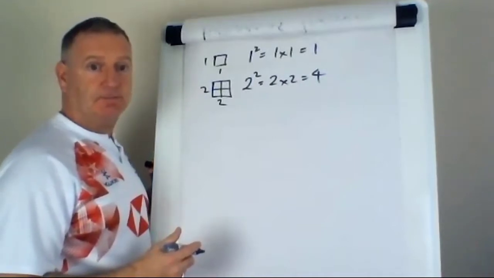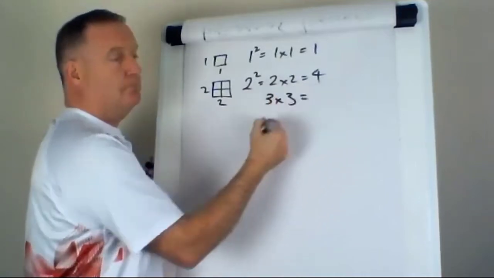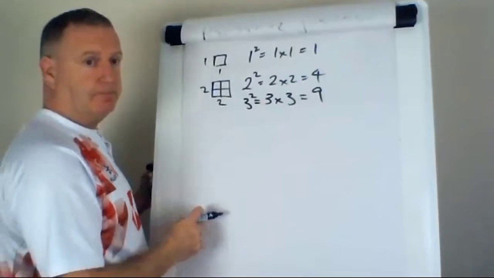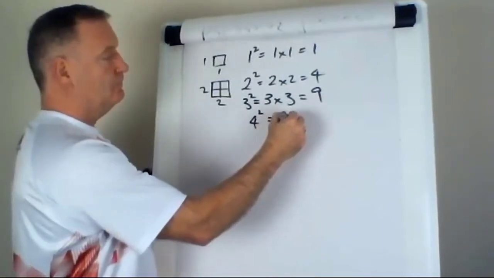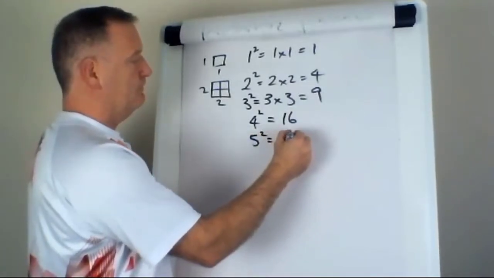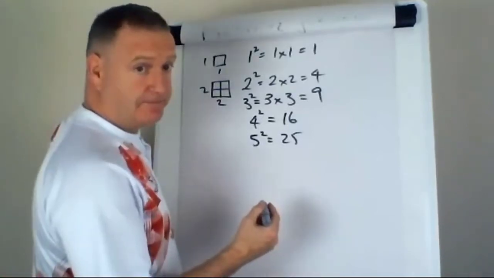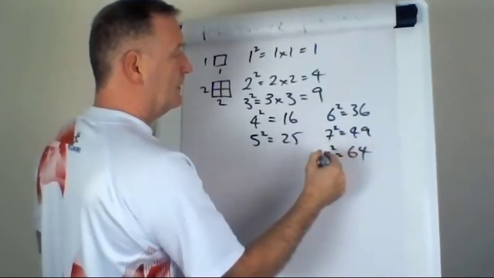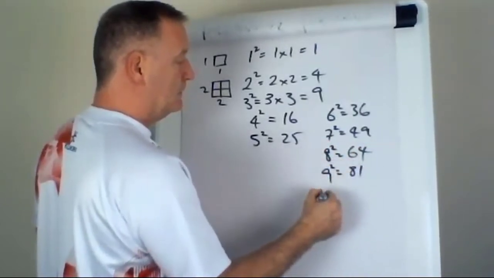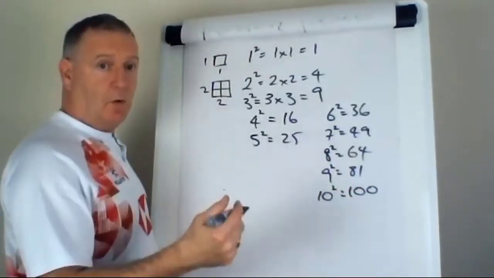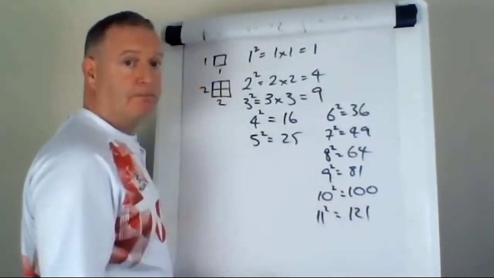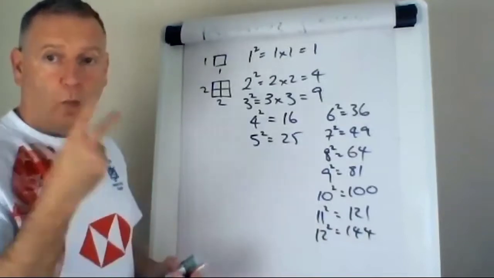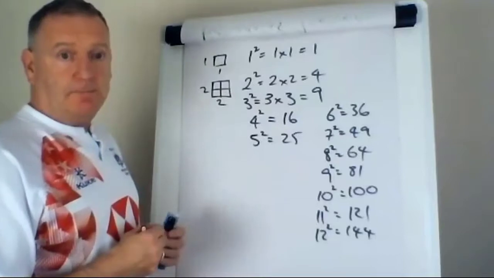Square numbers, you know these? Yeah, you know this? 16. Yes. 25, yes. You know this? Okay, know all these? Yeah. Okay, good. Get them. Ready? What's this? Ready?